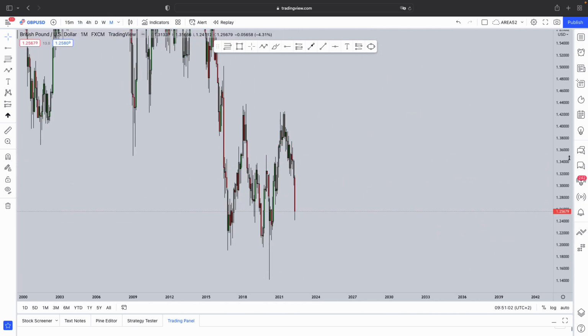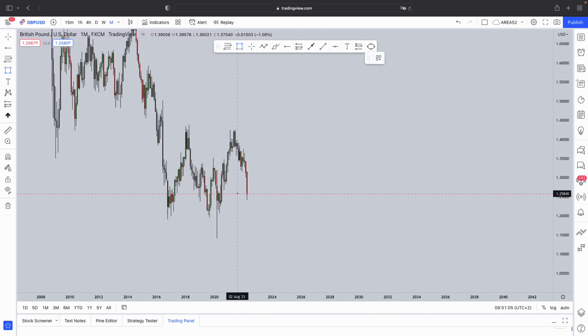Now if you start on the monthly time frame, what do we see? Here on the monthly time frame, we can see this was the most recent structure that the market had broken and closed below, which is a monthly support.